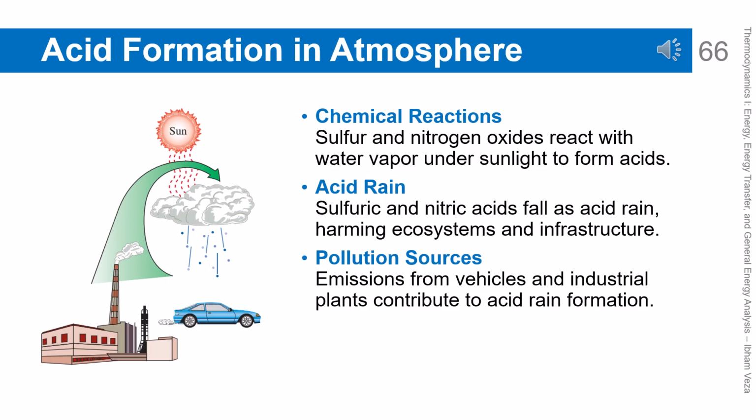Acid formation in atmosphere. Sulfur oxides and nitrogen oxides react with water vapor in the atmosphere to form acids. These acids then fall to the ground as acid rain. The impact is very damaging to ecosystems and buildings. The main source of these pollutants is fossil fuel combustion. This is a direct example of the environmental impact of energy conversion.